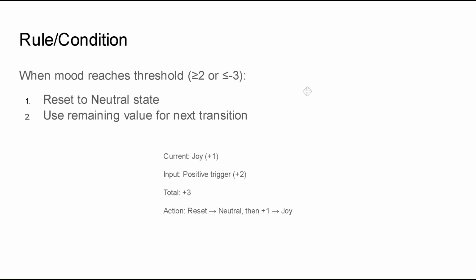So the machine will reset the score and go back to the initial state, neutral, and then it will keep the remaining scaling score of human mood to move to the next state. As you can see here, it's quite similar to the vending machine logic. So here is the example.